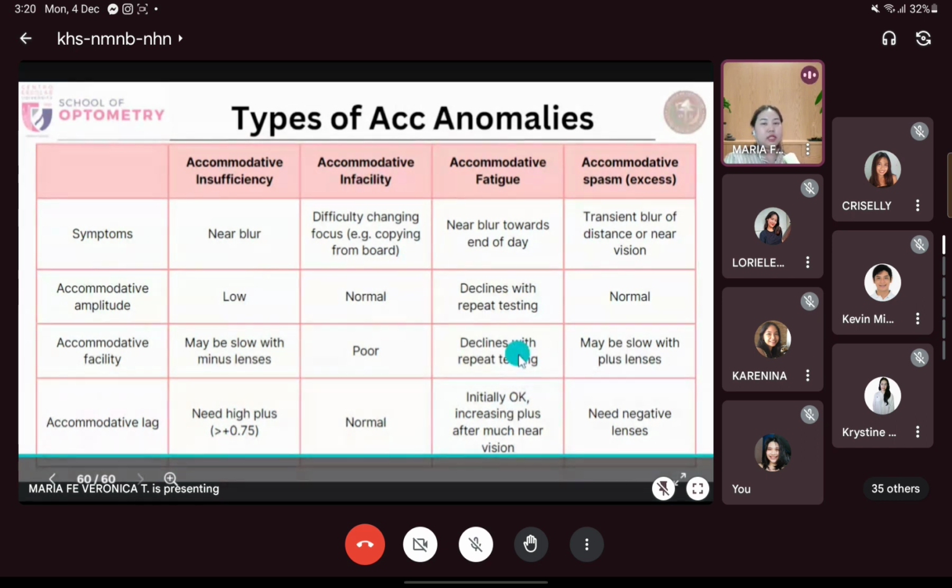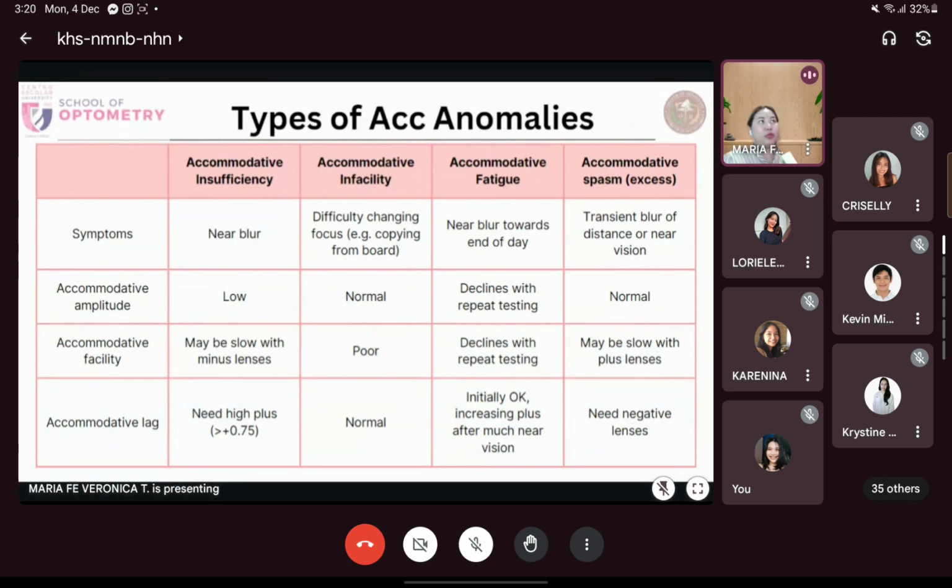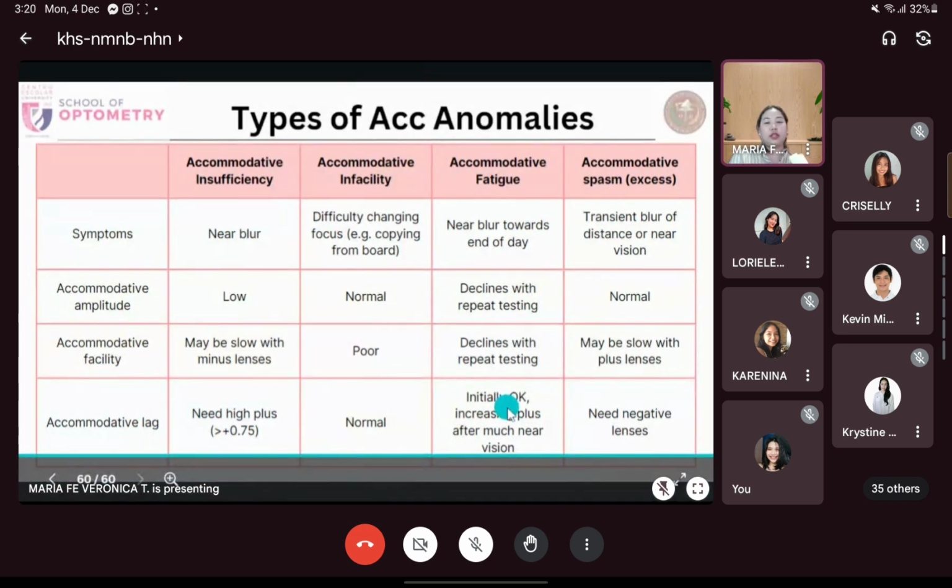If in case naman yung accommodative lag ng fatigue is after much near vision nag-okay siya, it means you would prescribe accommodative inducing lens sa patient. If naman accommodative spasm, it gives you a low value than 75, then you would need negative lenses for this spasm. Itong accommodative lag, if hindi nyo siya gets, it's okay. Kasi i-discuss ko naman ito sa pedia 2 na.